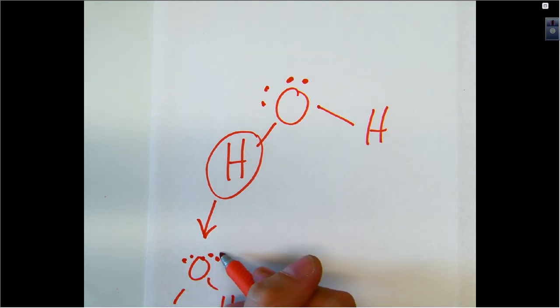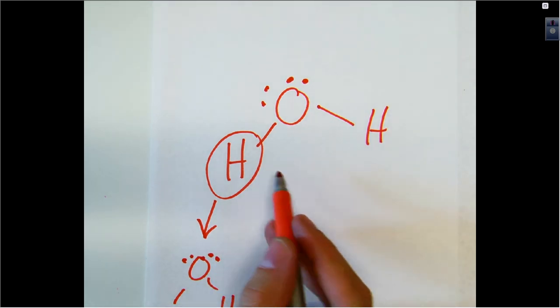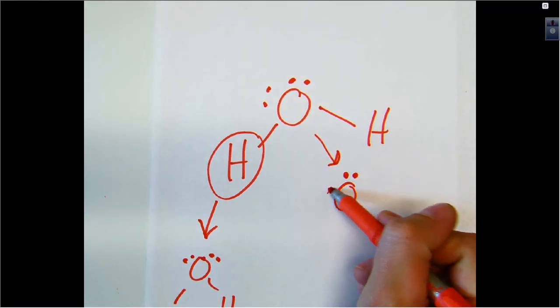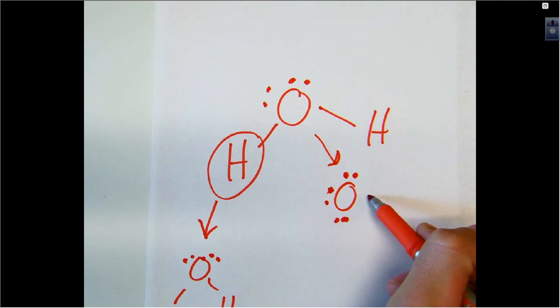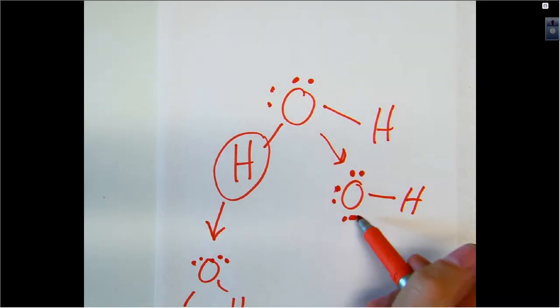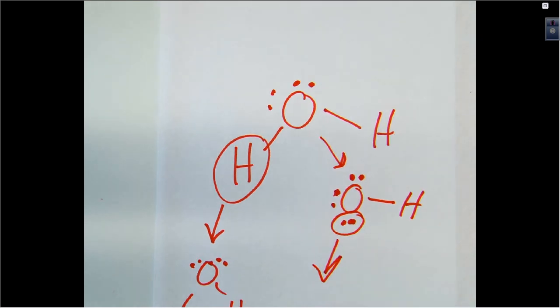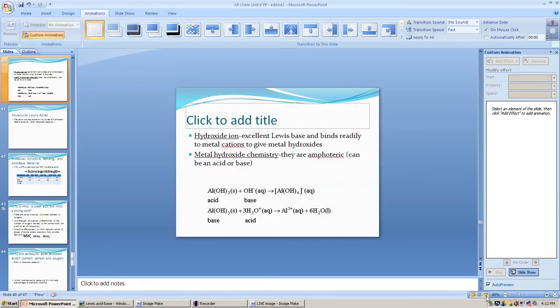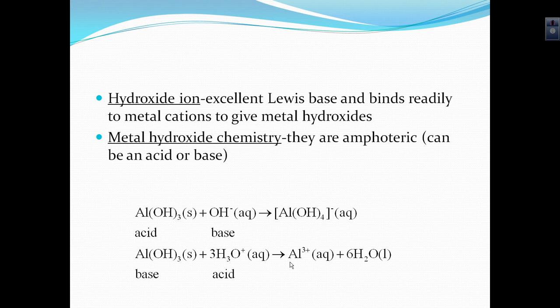But this oxygen doesn't need any more electrons, just the hydrogen leaves, leaving our OH behind with an oxygen that has 3 pairs of lone electrons. And it can easily give up one of those pairs, donate them to something else, making it a very good Lewis base, a great donator of electrons. So you can see that example if we look here.